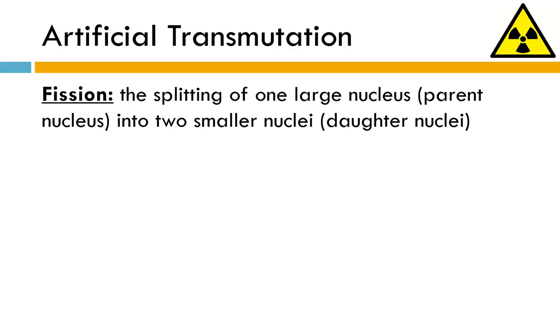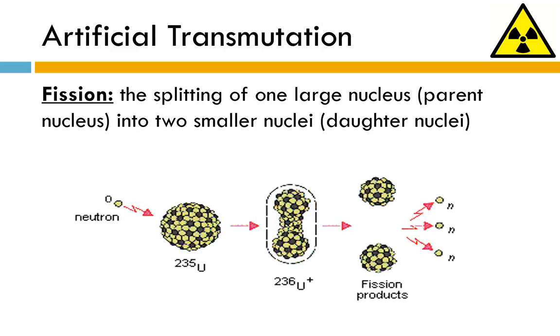Fission is the splitting of one large nucleus into smaller nuclei. We call this original starting material our parent nucleus, and the smaller nuclei that are produced are called daughter nuclei. We need a really big, massive nucleus to undergo fission. So a lot of times with fission, you should associate something like uranium with fission. We can also use plutonium.